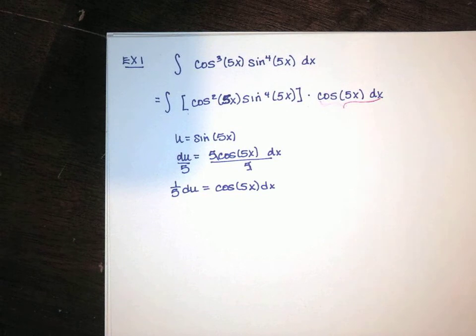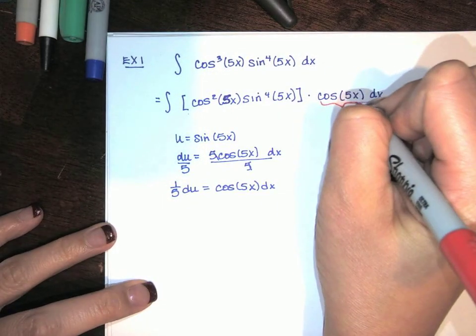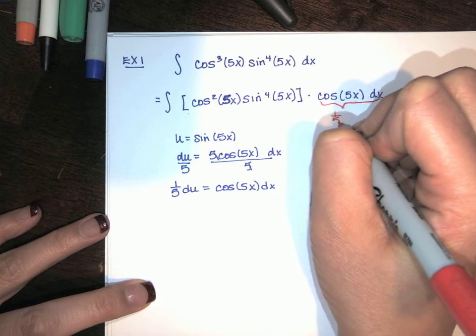My marker's not working for some reason. It's okay. Try to get a different color that'll work. Let's try this one. Okay, so that's 1/5 of du.